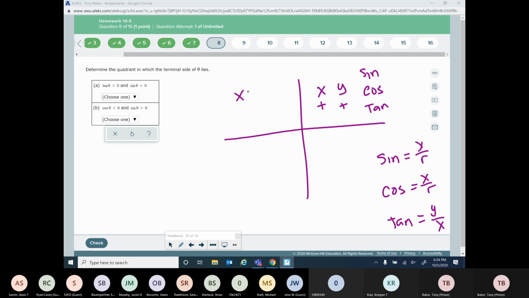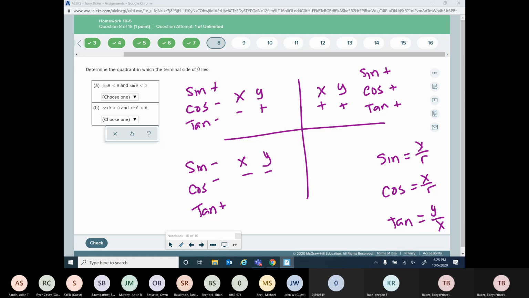In this quadrant, my x is negative and my y is positive. So in this one, my sine is positive, but my cosine and my tangent are both negative. In this quadrant, my x and y are both negative. So my sine and my cosine are both negative, but my tangent is positive because 2 negatives make a positive, and we would have x over y, or y over x, which would be positive.